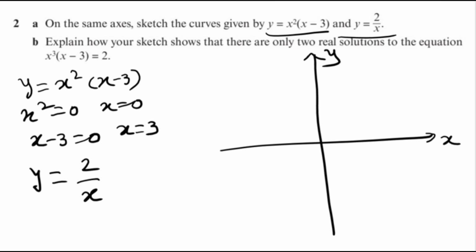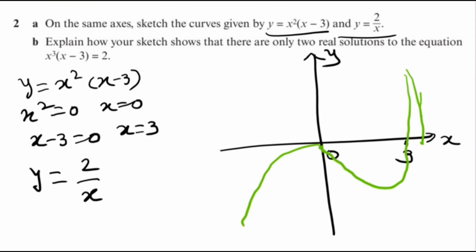Now this cubic graph intersects the x-axis at 0 and at 3, so the graph looks like this one. And the reciprocal graph, because it's a positive reciprocal, is in the first and third quadrant. So it looks like this.